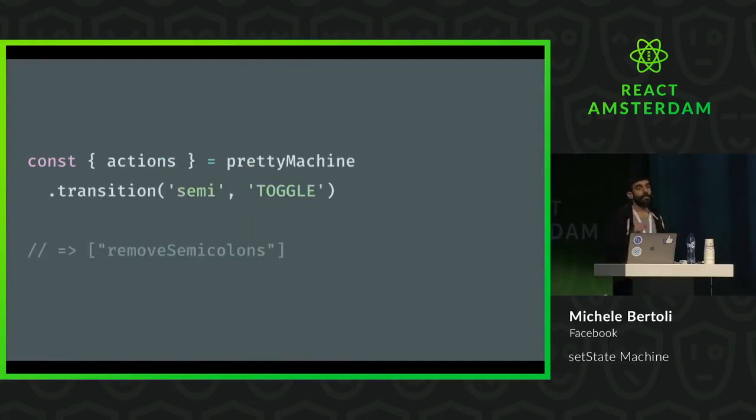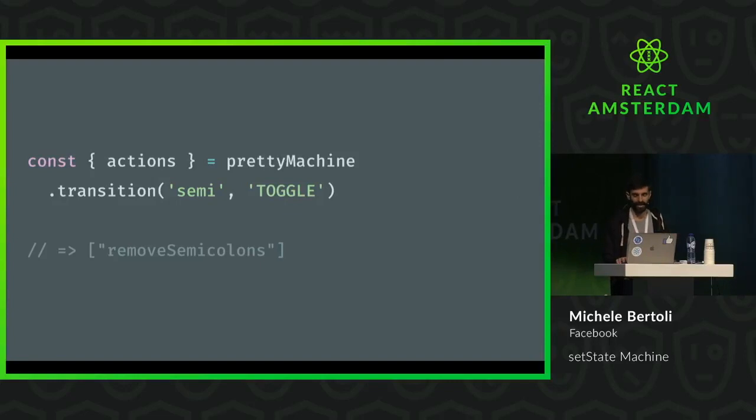We can do pretty machine.transition, given the semicolon state and the toggle event, and it is going to give you back an object that represents the new state. The new state is going to be no semicolons, and the output is going to have this actions property, which is the list of the actions that you have to run. So if you are in the semicolon state, so semicolons are enabled, and you just toggle it, the action is going to be remove semicolon. So you have to do something about it. What should you do about it? Now I'm going to show you.